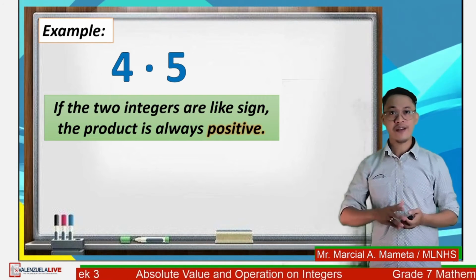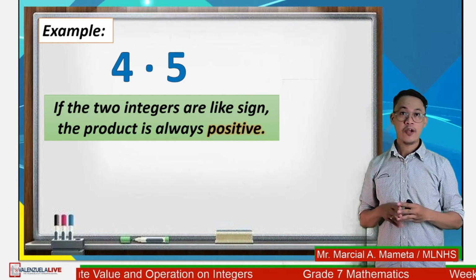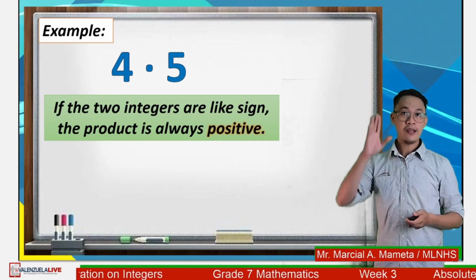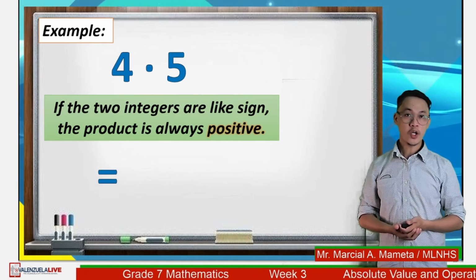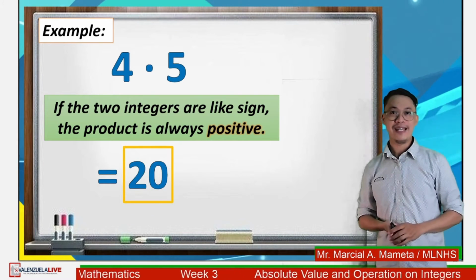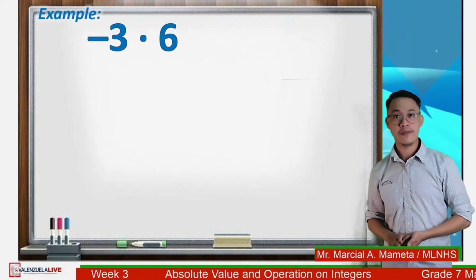Again, our given is positive 4 times positive 5. They are both the same in sign, both positive. Again, the product is always positive. So therefore, the result for 4 times 5 is equal to 20. How about this one? Negative 3 times 6.